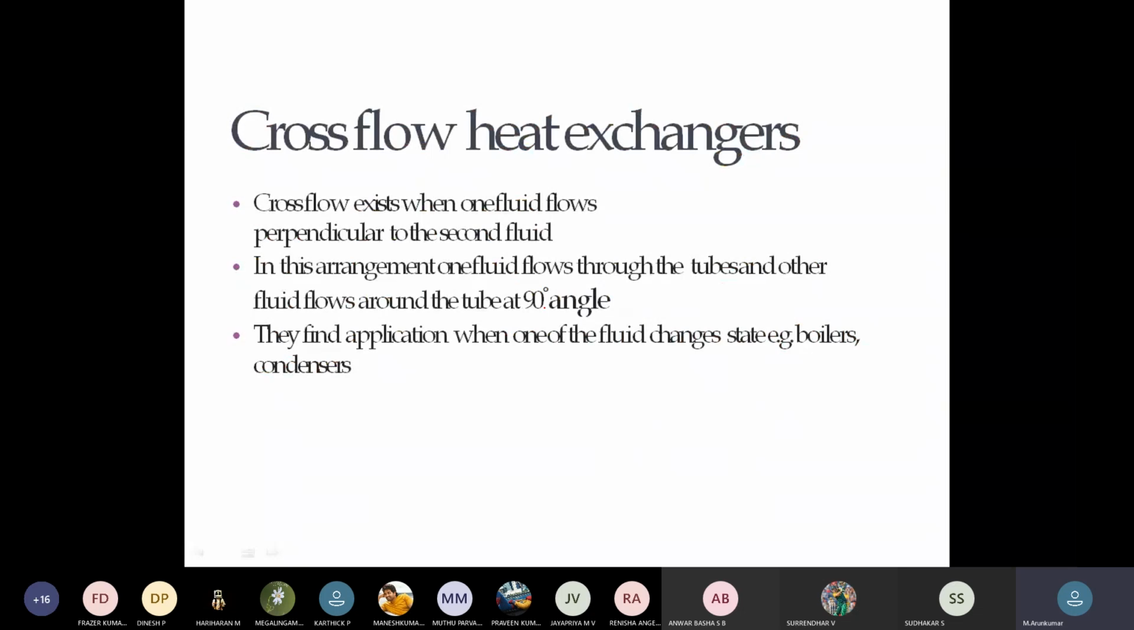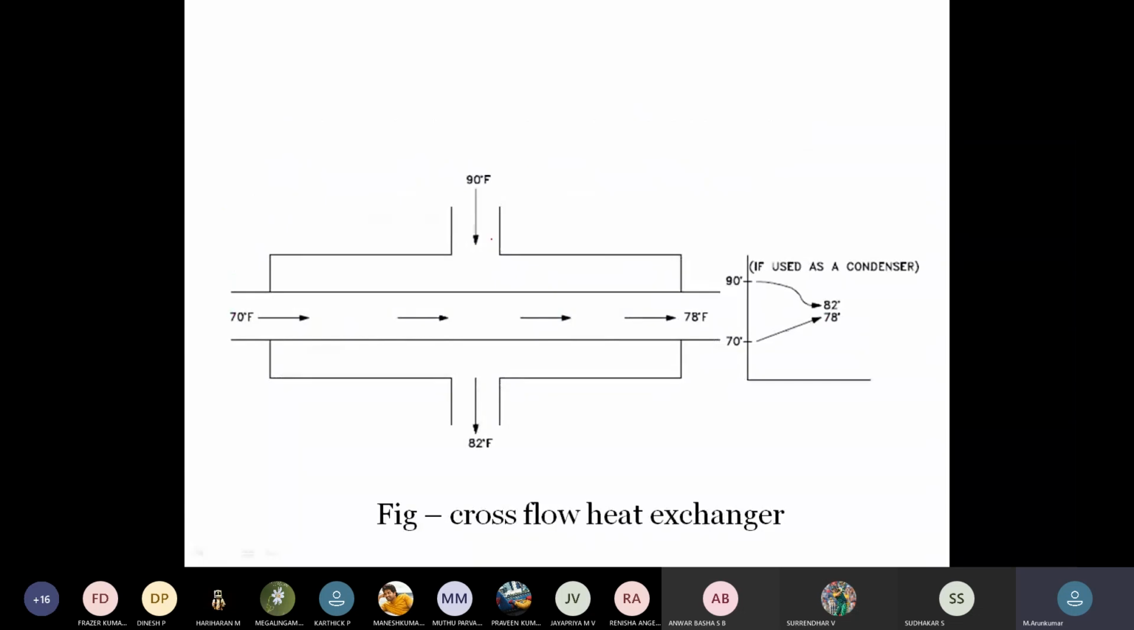They find applications when one of the fluids changes state. For example, boilers and condensers. In boilers and condensers, we can have this cross flow heat exchanger. So this is the flow diagram. We can pass one fluid in this direction, and we need to pass another fluid in the direction 90 degrees with respect to the flow of the first fluid. If that is the case, we can have this kind of heat exchanging.